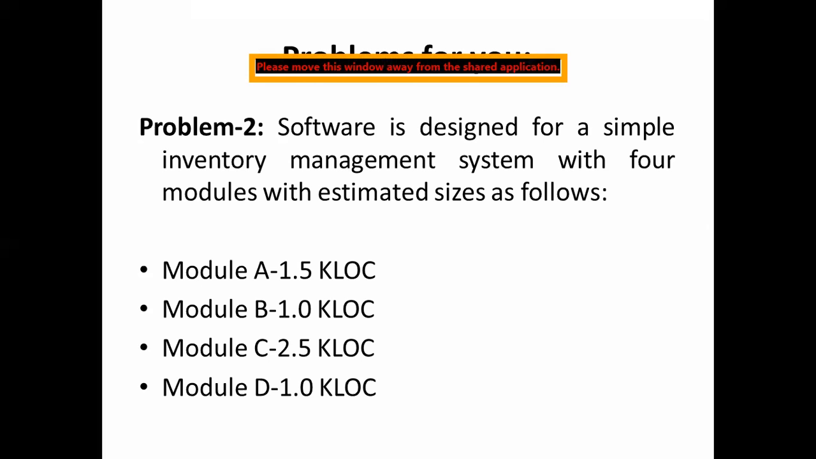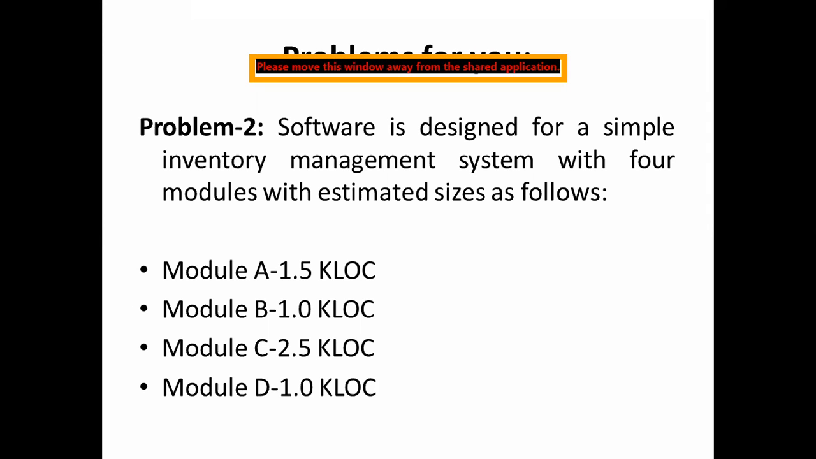Here total KDLOC is equal to 1.5 plus 1 plus 2.5 plus 1. So this will come how much? Please tell me. 6 KDLOC. So you can calculate again, choose the same values for the constants A and B, then put the value of total KDLOC, and then you can easily calculate the value of EI.